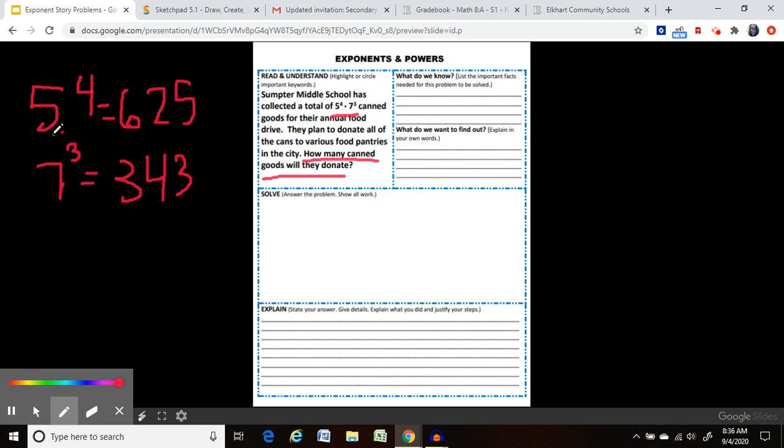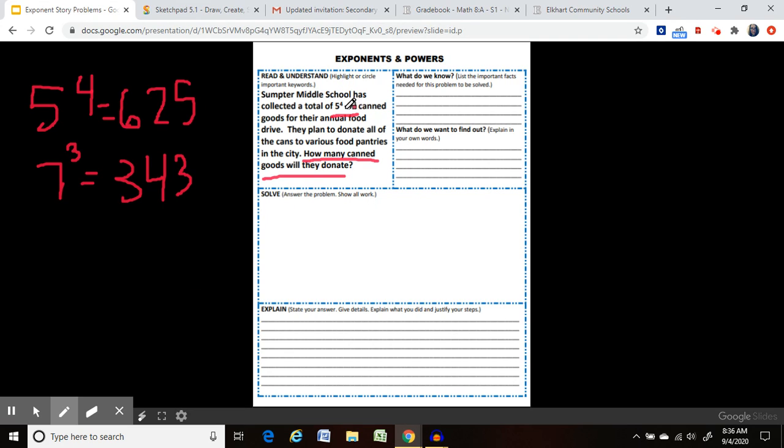This is 5 times 5 times 5 times 5. We multiply 5 by itself 4 times because that's what the exponent tells us to do. This is 7 times 7 times 7 because that's what the exponent tells us to do. We are not multiplying 3 times 7. We are multiplying 7 by 7 3 times.